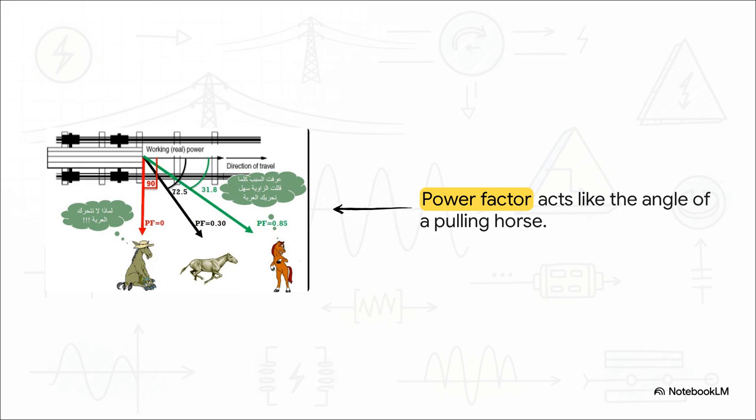Think of apparent power as the total physical effort a horse exerts while pulling a heavy cart down some train tracks. The angle the horse pulls at relative to the tracks is our power factor. If the horse pulls at a tight, narrow angle, say a highly efficient power factor of 0.85, almost all of its kinetic energy translates directly into moving that cart forward. The smaller the angle, the less the horse has to exhaust itself for every foot of progress.